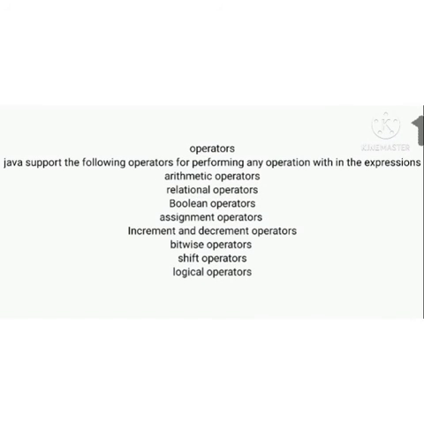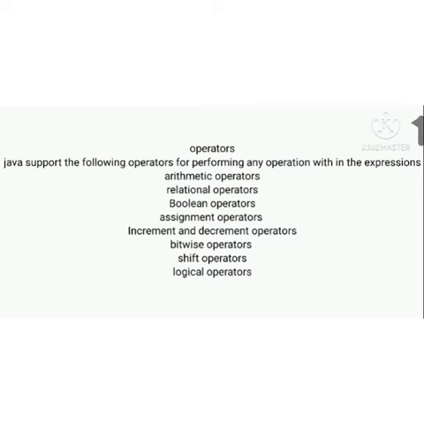The next one is string literals. A set of characters can be represented as a string, so we use string literals in double quotes. Boolean means we use true and false values. Next one is operators. Here Java supports the following operators for performing any operation within the expression. Expression means it is a combination of operator and operand.